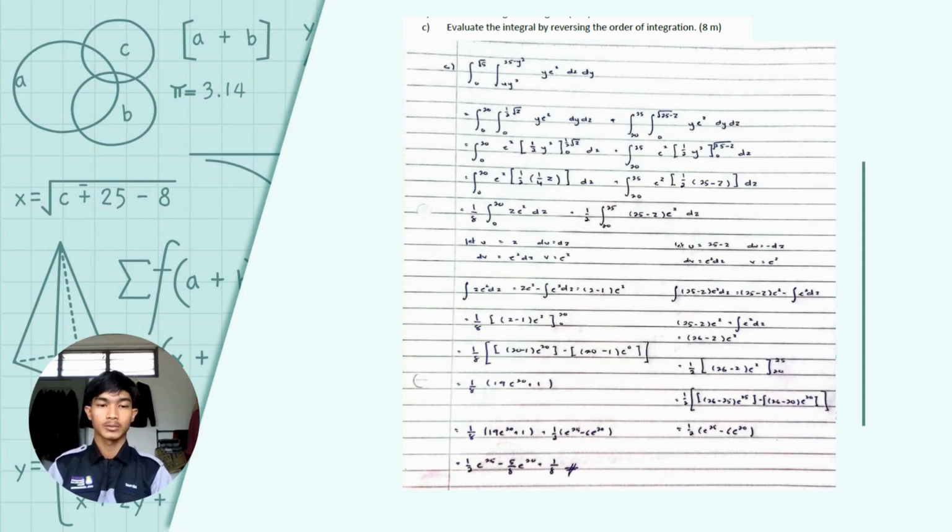This method leads to the same final result as the original order of integration, which confirms the correctness of the calculation and demonstrates that reversing the order of integration does not change the value of the double integral.